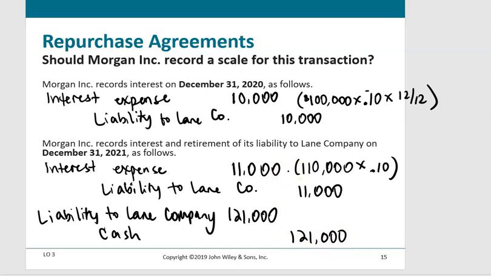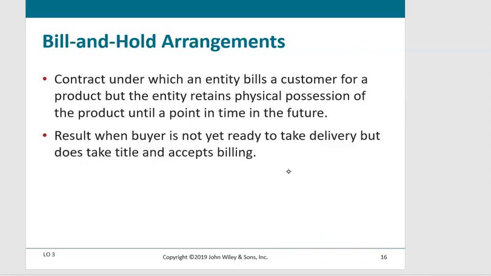Let's move on now to our next topic, bill and hold arrangements. Bill and hold arrangements are contracts under which an entity, the seller, bills the customer for a product. That customer has the legal right to it, but the seller still has physical possession. Oftentimes we say a sale occurs at the time that the company transfers ownership or control over to that customer. Well, here the company is still transferring the ownership, but they still actually physically hold it. So we're saying it does belong to the customer, but we're holding it for them.